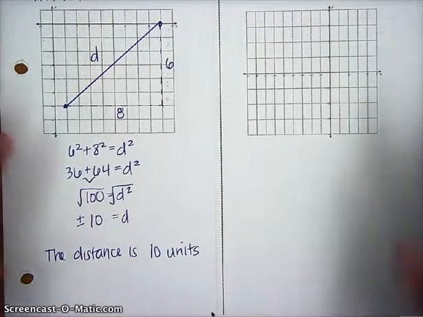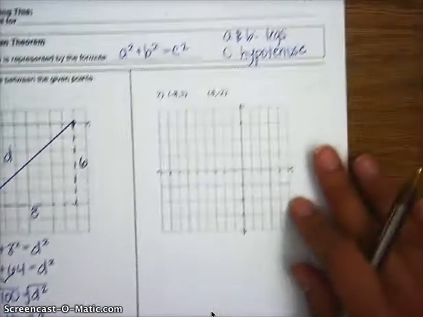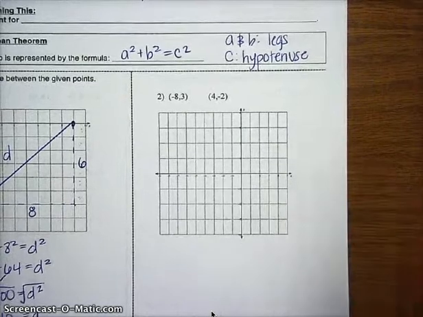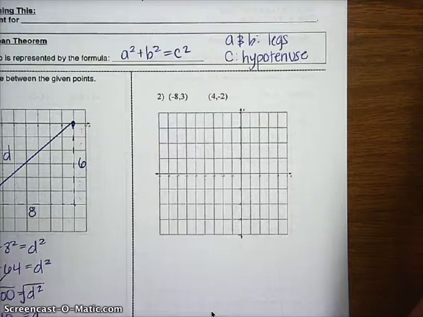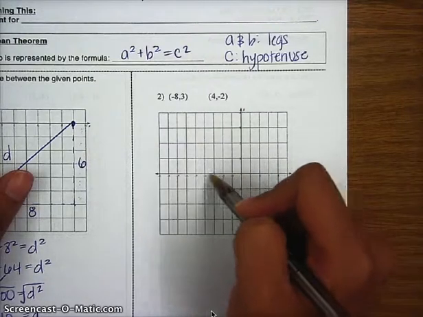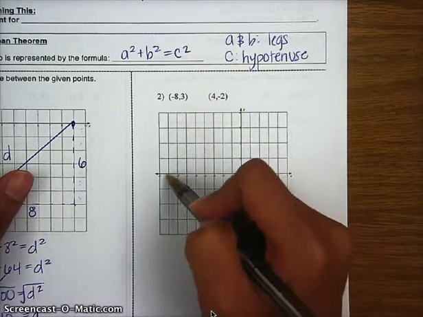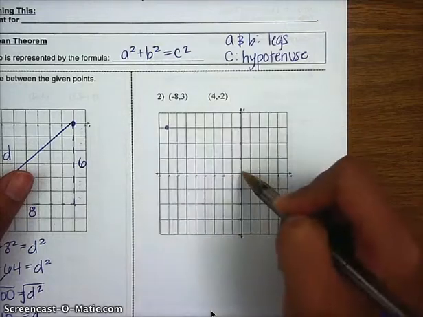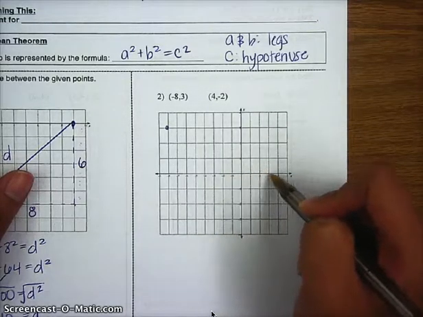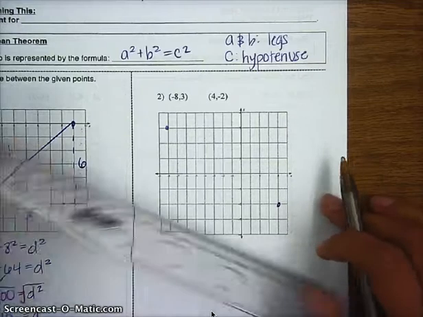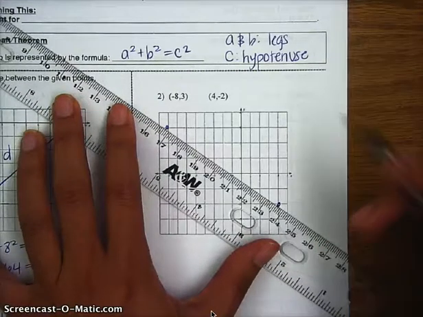Okay. Now let's look at our second example here. Now I'm going to expose you to a little bit more information to kind of prep you for tomorrow's lesson. I'm going to do the same steps and plot the points that I'm given. So it's negative 8, 1, 2, 3, 4, 5, 6, 7, 8, and up 3 since it's positive. Then I have positive 4, negative 2, so I'm going to go to the right 4 and down 2. So what I'm going to do is try to find the distance between these 2 points here.